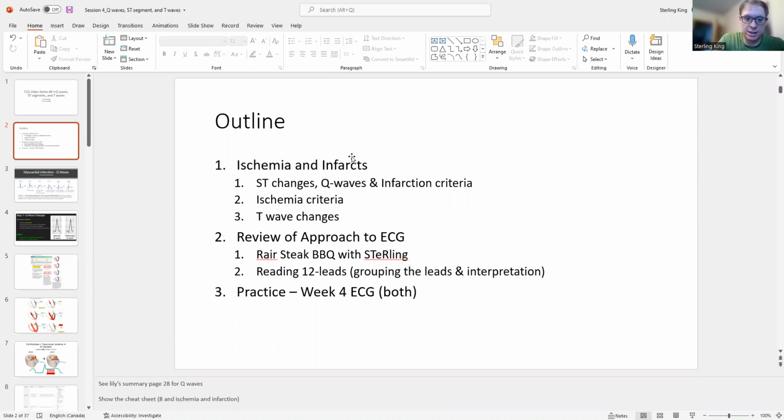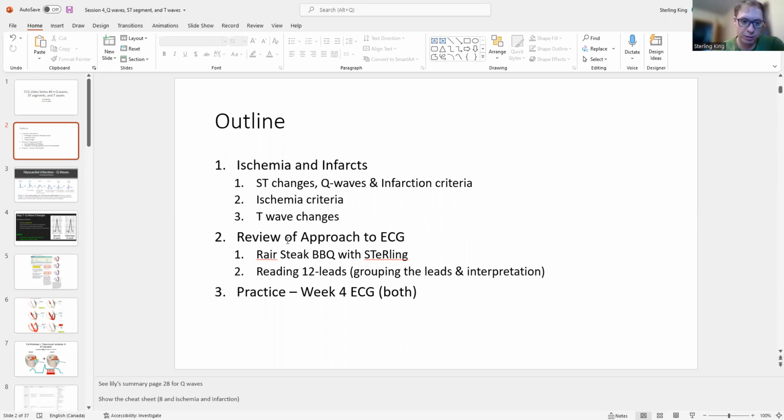So the outline for the lesson is ischemia and infarcts, looking at ST changes, Q waves, and infarction criteria. Then we're talking about ischemic criteria. It's a little bit different, but not too much. And then T wave changes, which I remember going through the class was something that was frequently questioned, especially when I was practicing with friends. What we came down to saying is that if there's a depolarization abnormality because a piece of the heart tissue died, there's a repolarization abnormality with T waves being changed. But you have to interpret them after you've read everything else. I'll go through this as we go through the lesson.